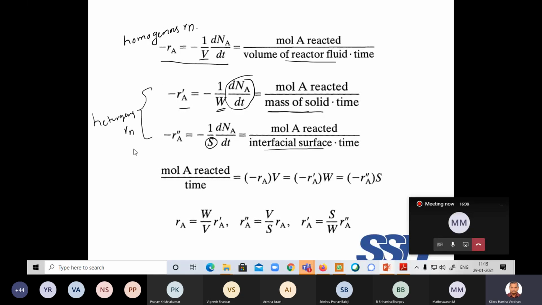So in heterogeneous reactions, we generally encounter these kinds of rates rather than this kind of rate. That does not mean that we won't use this. We will use this also, but along with this, we'll use this also, right?